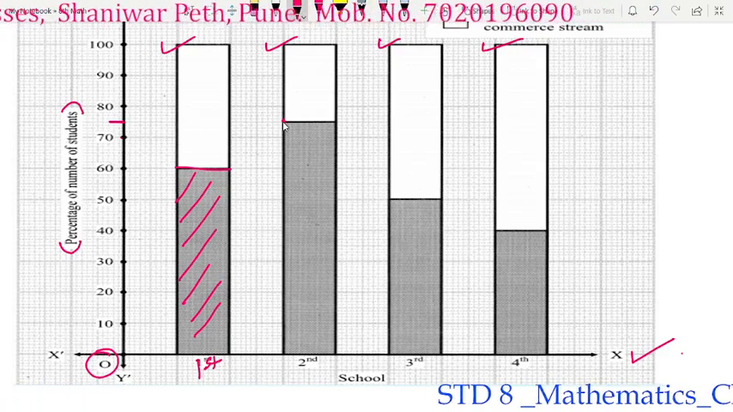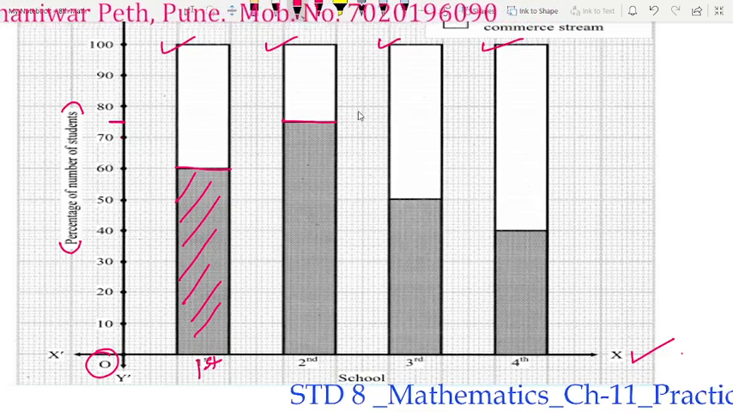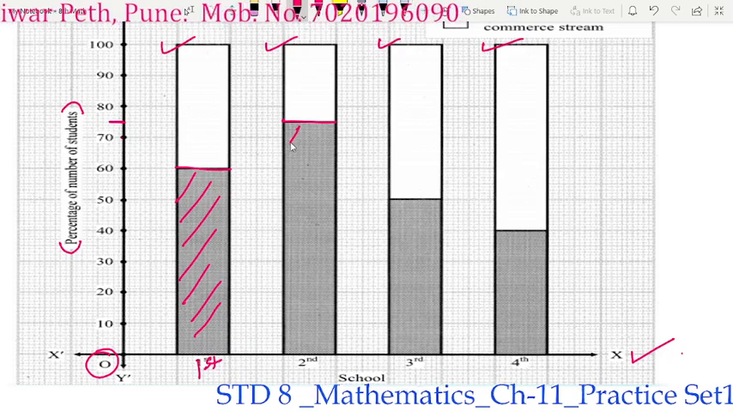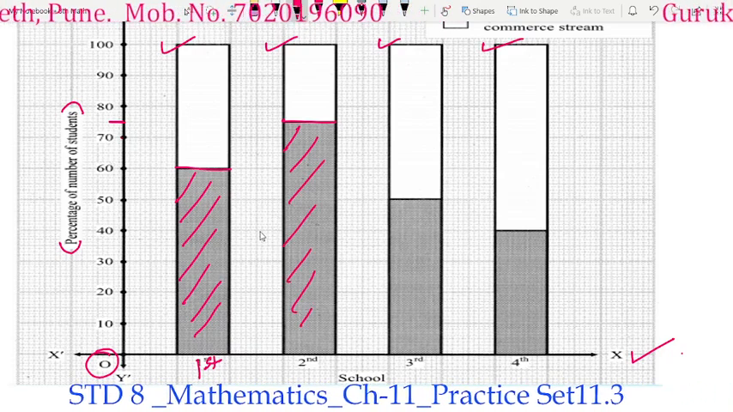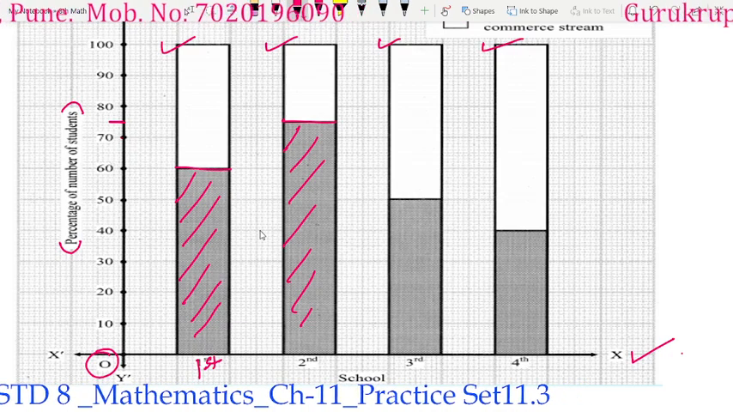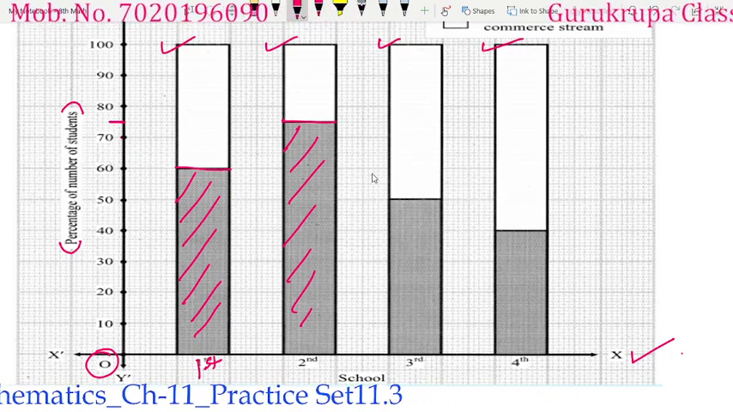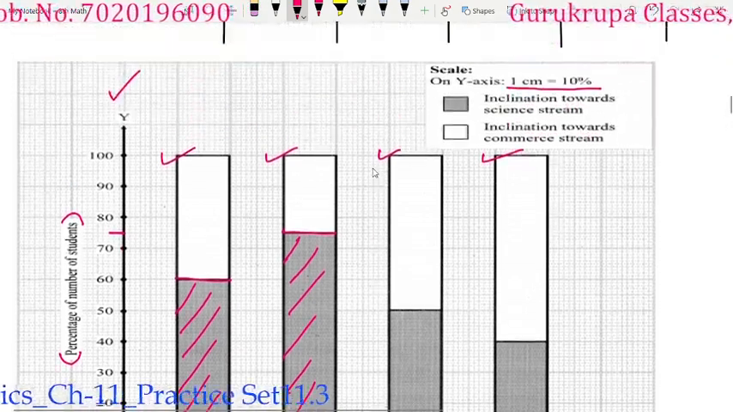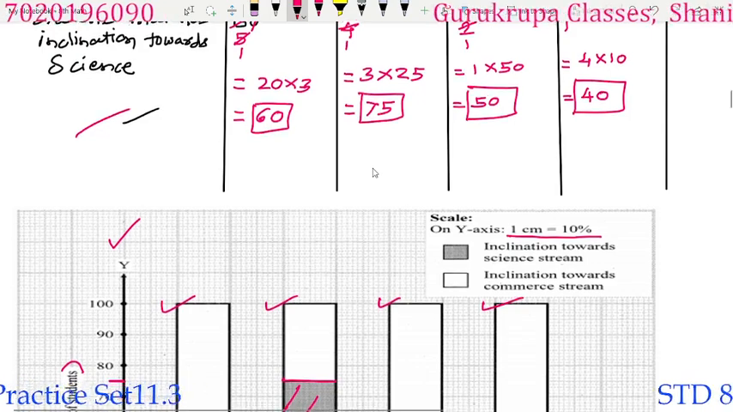We know that in bar graph we got 5 centimeter and 5 millimeter. So here we get 7 centimeter and 5 millimeter, means 75%. For third school we see here we obtain 50% students and fourth school 40%.